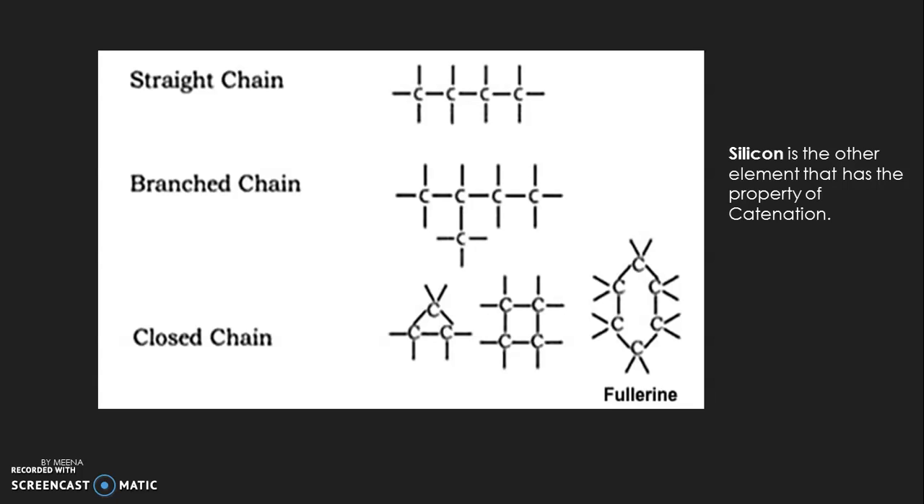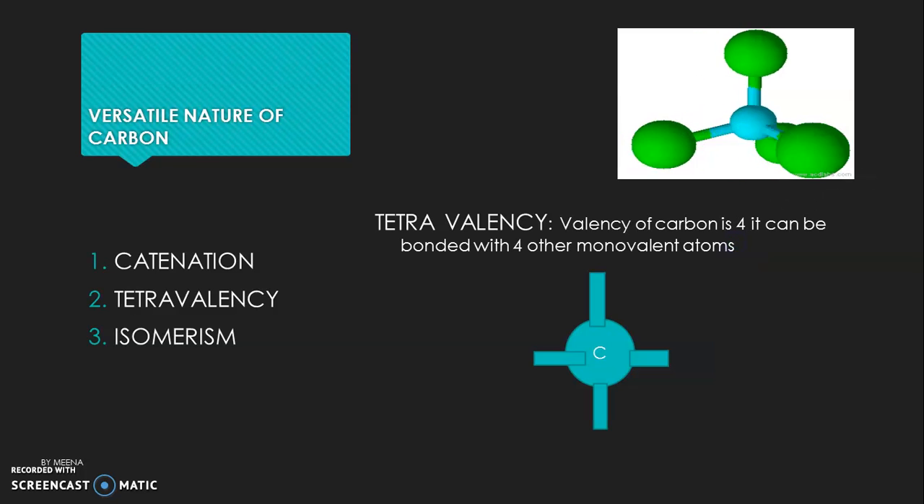So catenation is possible in 3 different ways: straight chain, branch chain, and closed chain. There is one more element that also shows the property of catenation, that is silicon, but not to the extent of carbon. And the next property, the next versatile nature, is tetravalency. Valency of carbon is 4.